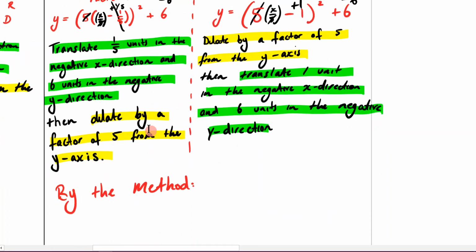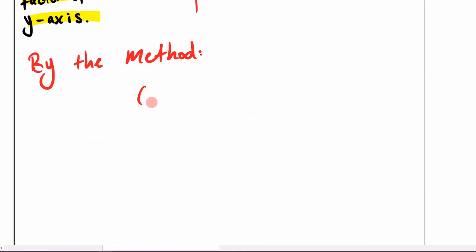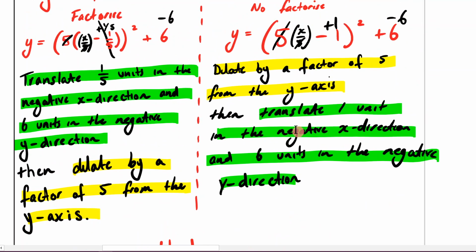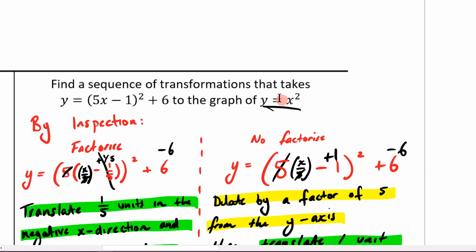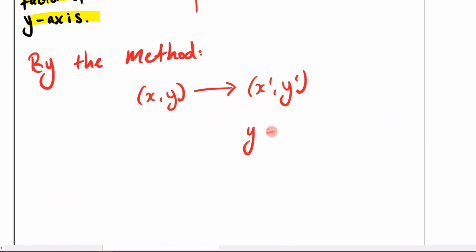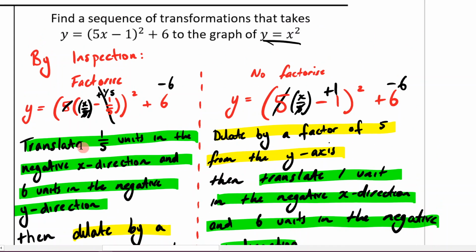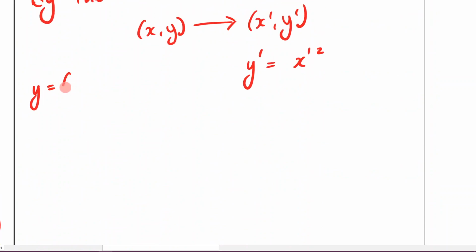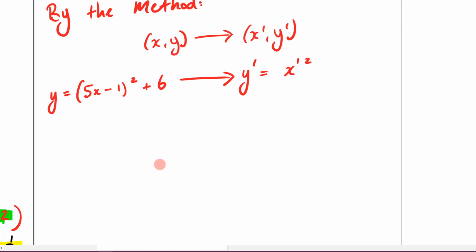Okay, so if we're doing it by the method, we're starting here, and I'm then going here, like that. You then have to be careful about what direction you're moving in. So remember, this is our transformed graph. So I put y equals x squared here, and I put my dashes there. And then on the left-hand side, I have y is equal to, now let's just double check this for a second. Yeah. On this side, I have 5x minus 1 squared plus 6, like that. Okay, so that's what we have to start with.